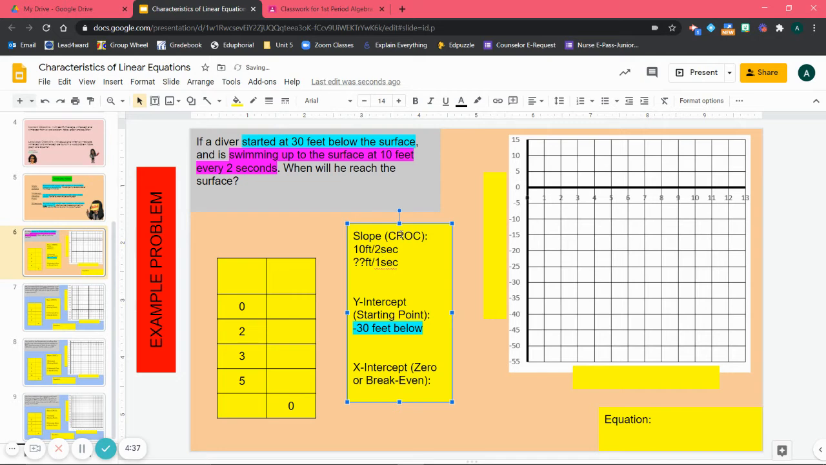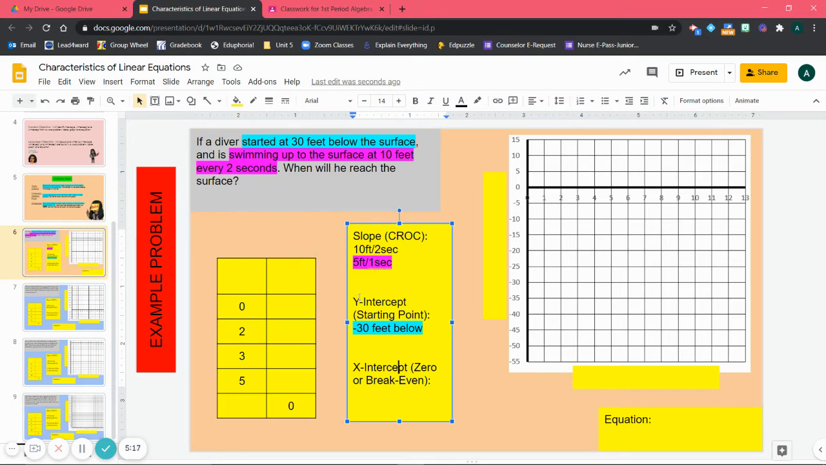So to find my constant rate of change, also now known as slope, I have to divide 10 feet by 2 seconds. Well, when I divide 10 by 2, that gives us 5 feet every 1 second. So my diver is actually swimming 5 feet every 1 second. So I've got to figure out when the diver is going to reach the surface of the water. So notice that I found the slope and the y-intercept from my word problem, but I have not found the x-intercept yet, the 0 or the break even. That's going to be from when I finally finish my problem.